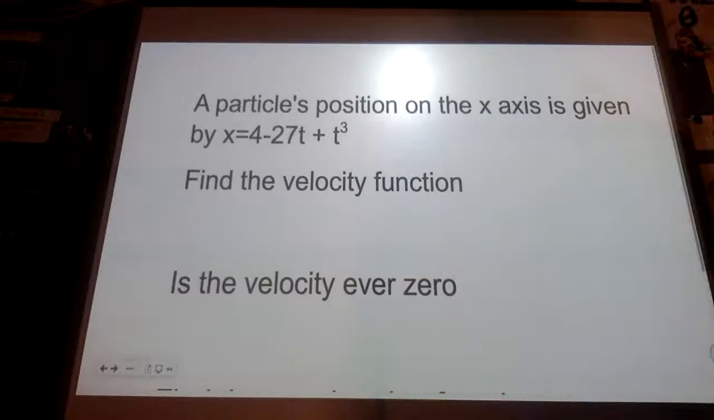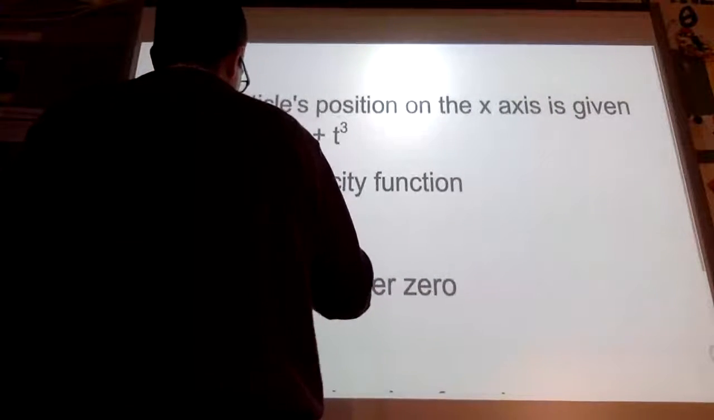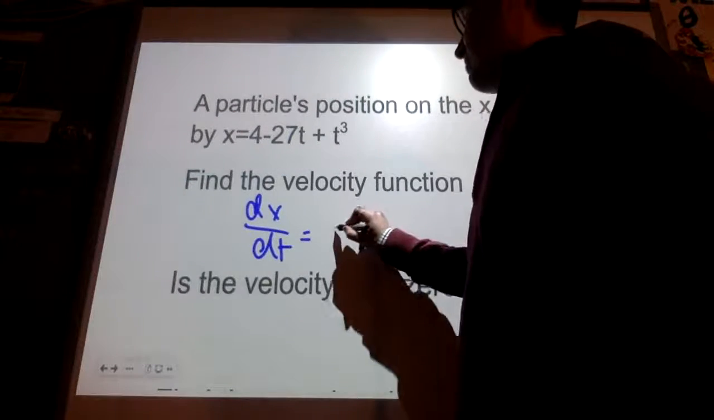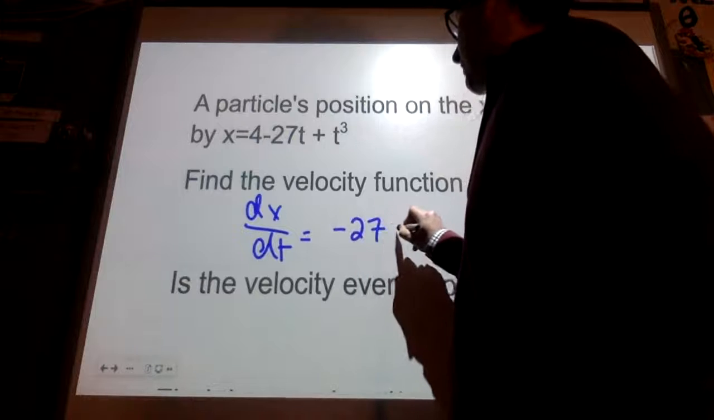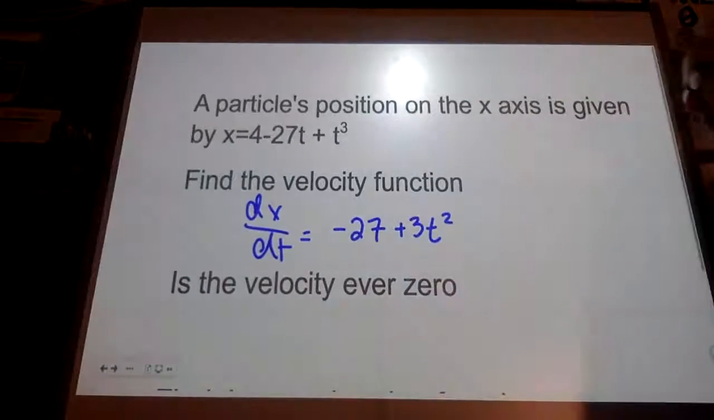All right, so a particle's position on the x-axis is given by x = 4 - 27t + t³. Find the velocity function. So I'm going to take the derivative of x with respect to t, and this is going to give me v = -27 + 3t².